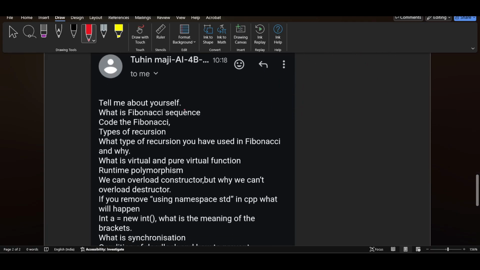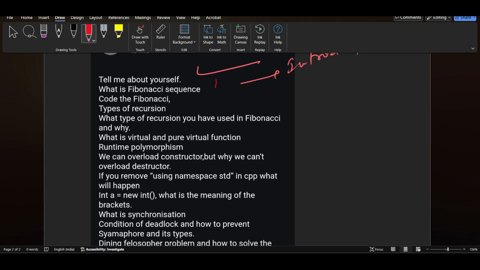Started with, tell me about yourself. Okay. Introduction question. Everyone will ask you this, right? Then the second question which asked is, what is Fibonacci sequence? Okay, Fibonacci sequence, also a very common coding question, you can say.